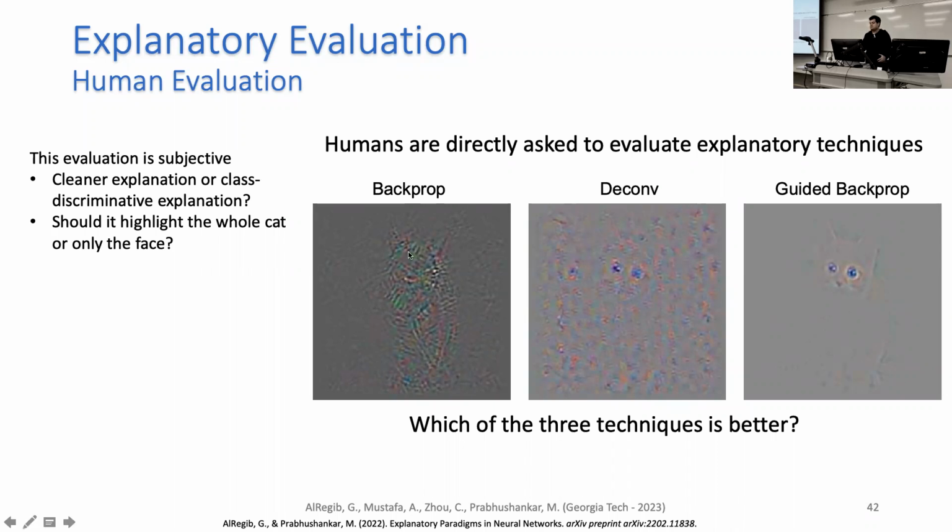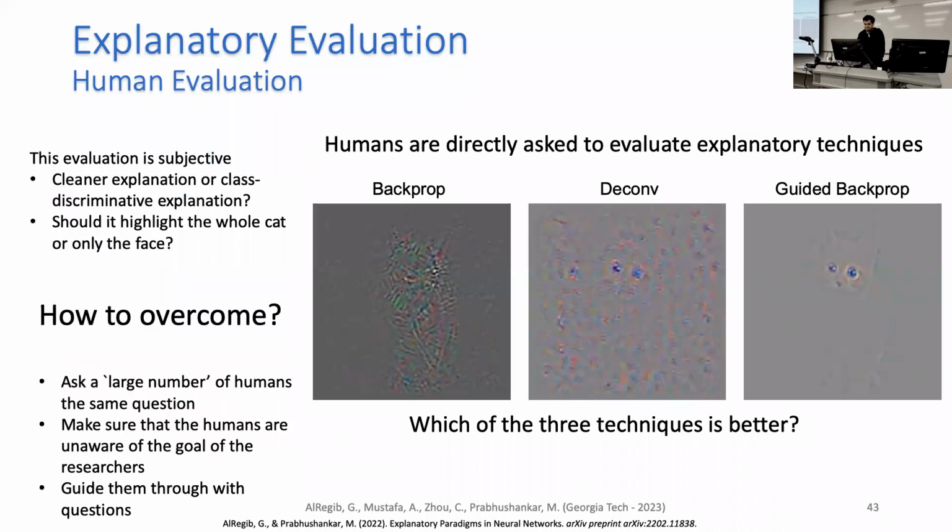And usually deconvolution gives a cleaner explanation, but I'm not really sure if this image is actually making that case. But essentially, what is more important? Is a cleaner explanation or some kind of a class discriminative explanation? Again, this is what makes this human evaluation very, very subjective. How do we overcome this subjectivity?